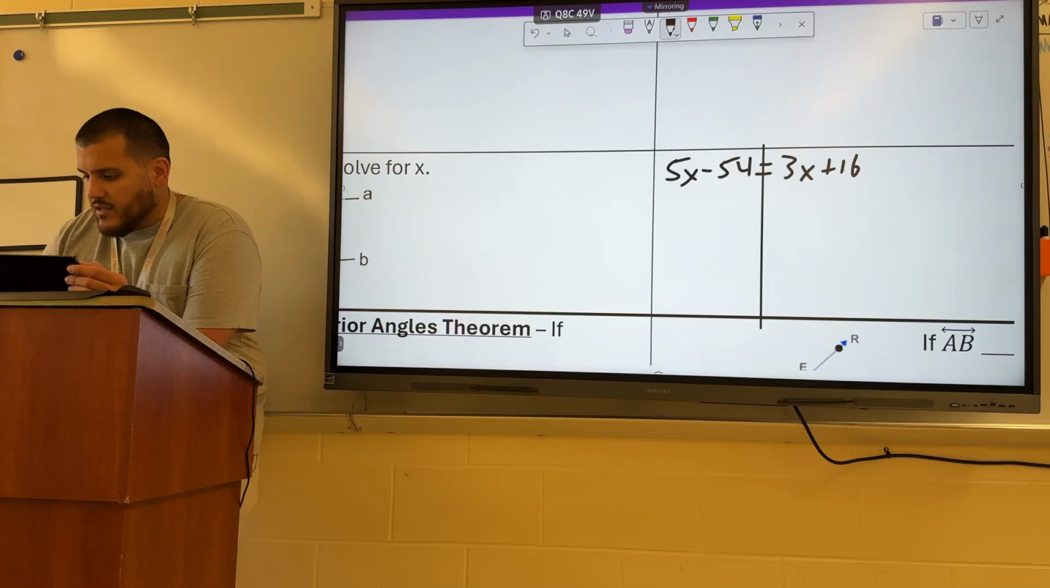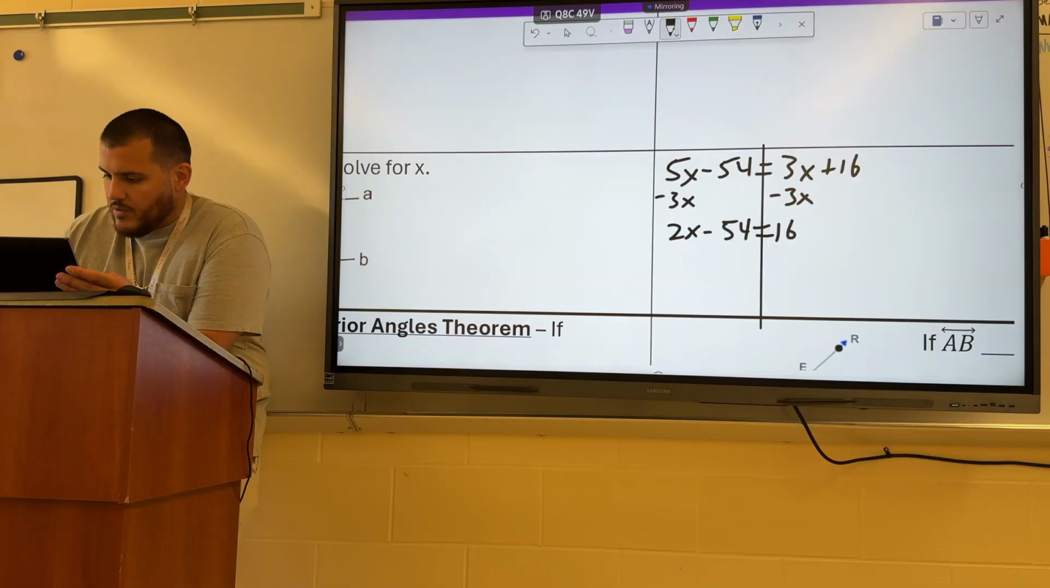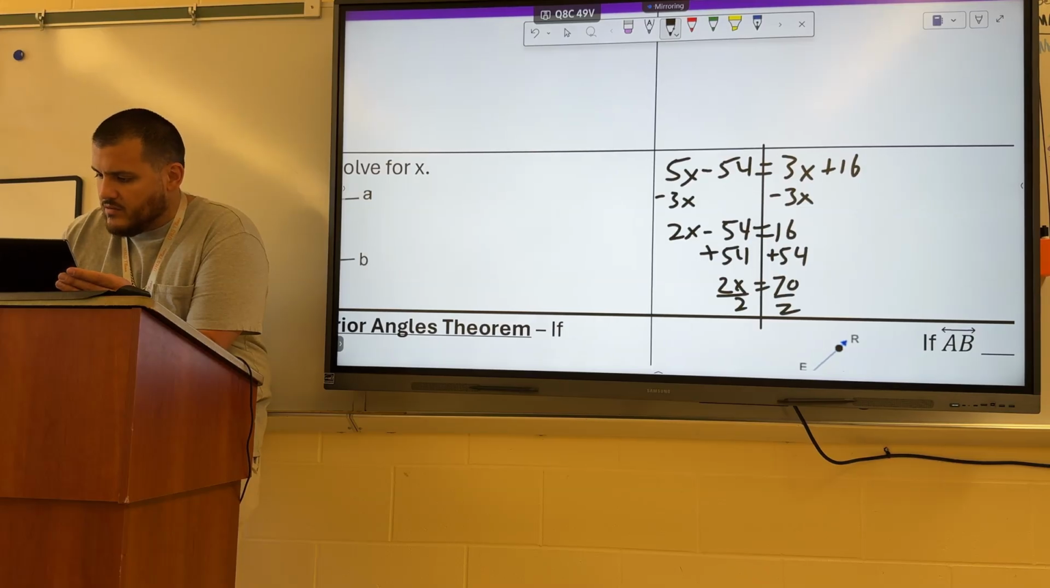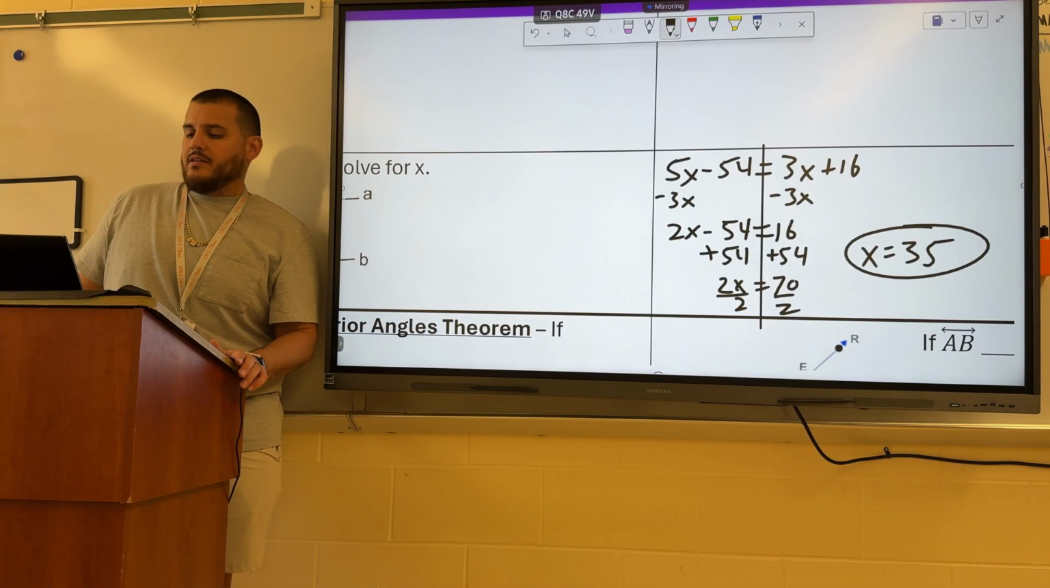I like moving my smallest x's, so I would subtract 3x from both sides. It would leave me with 2x minus 54 on the left, equal to 16 on the right. To get that 2x alone, I can add 54 to both sides. And that would give me 2x equals 70, and then I can divide both sides by 2 to get x equals 35. Again, the question was just asking me to solve for x, so that's my answer in this example.